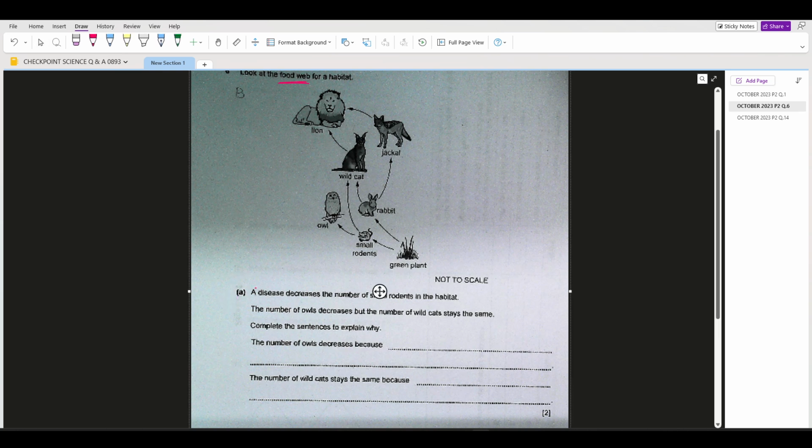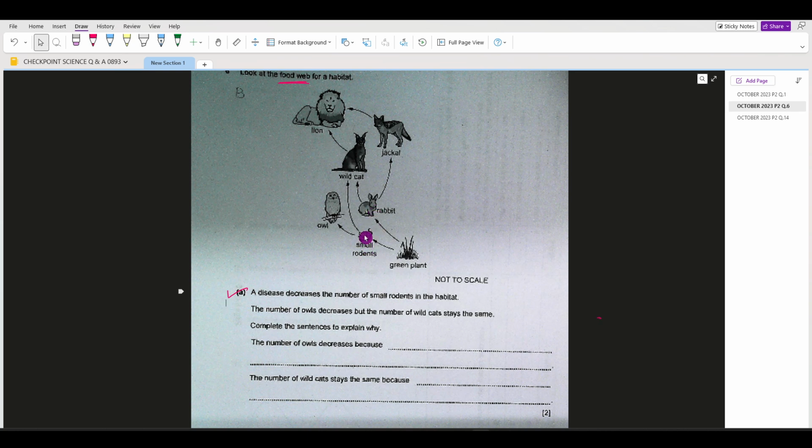So this is your sub question A. It says that a disease decreases the number of small rodents in the habitat. Can you see there is a green plant shown over here? This green plant is consumed by small rodents, and the rabbit also consumes this green plant. So the green plant is consumed by rodents and rabbits, right?